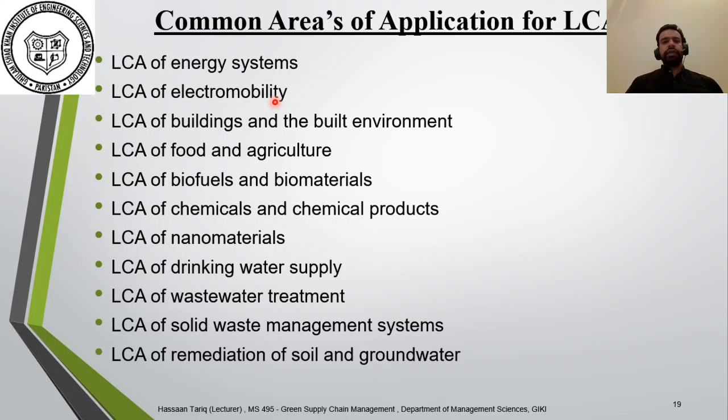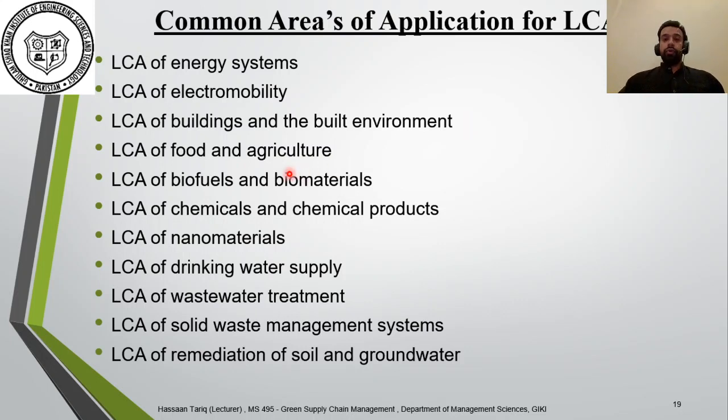I'll be just telling you a bit about the application areas because this is something that might help you once you are selecting the right topic and the right product for your assignment that is due at the end of this topic. So electromobility can be a comparison of a hybrid vehicle to a hydrogen fuel cell powered vehicle. Similarly, for building and the built environment, you might compare traditional construction with agile construction, or you might compare various means of disposal of construction material.